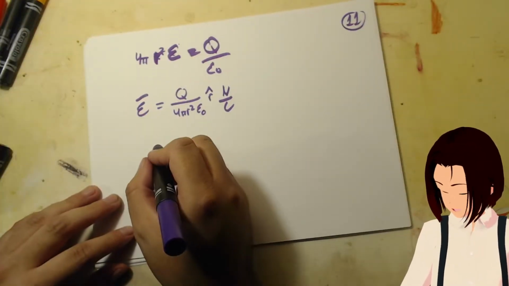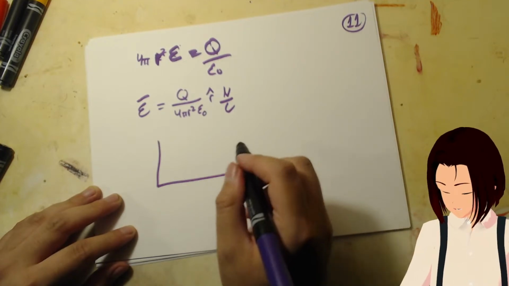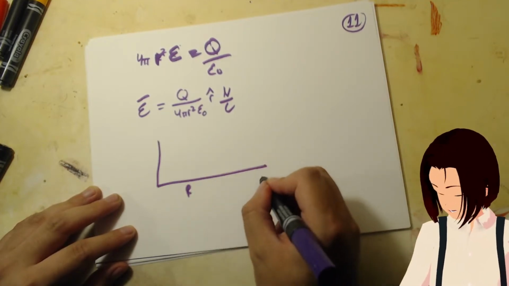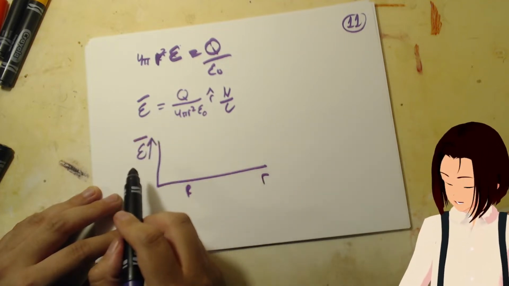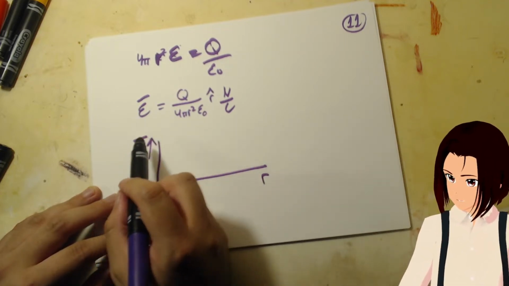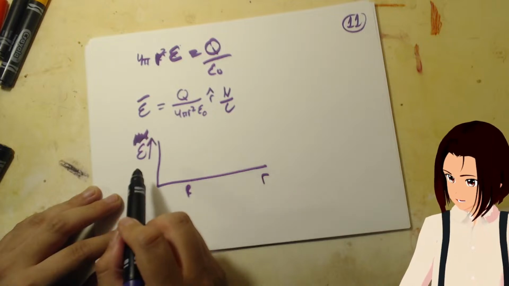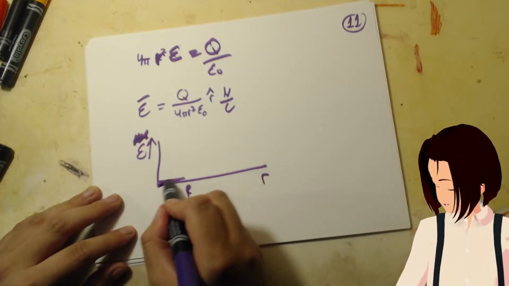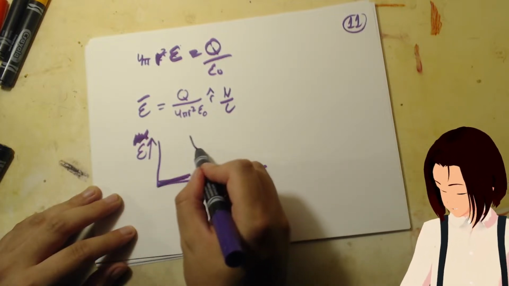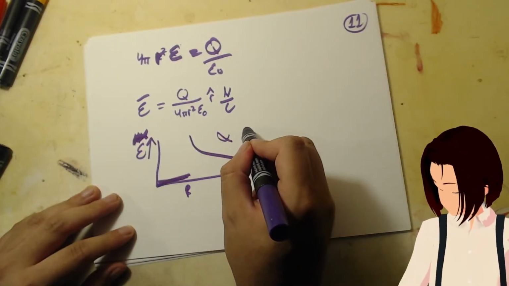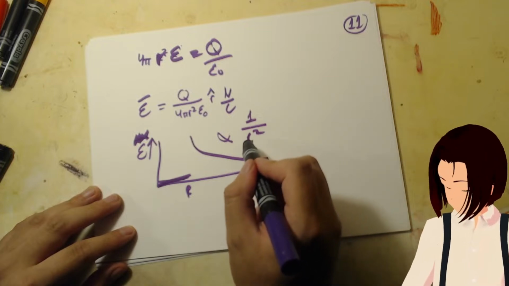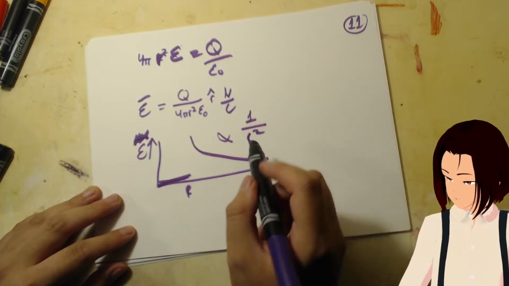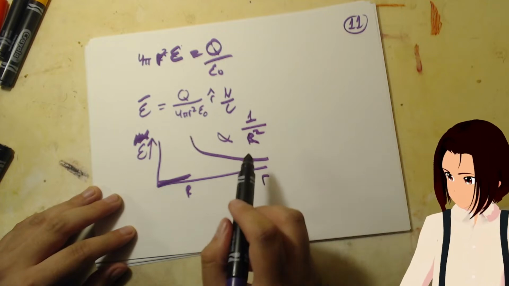I'm going to plot it for you. So here's R and here's little r. That's the intensity of the electric field. Forget about the vector. So it would have nothing inside, and then it would go up and go down. That's proportional to the inverse of r squared. That's supposed to be an R.